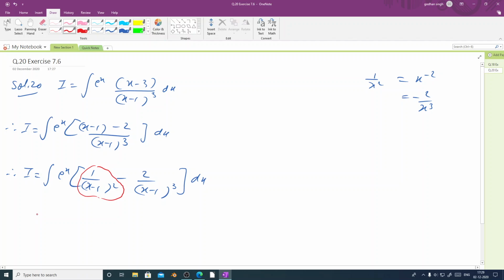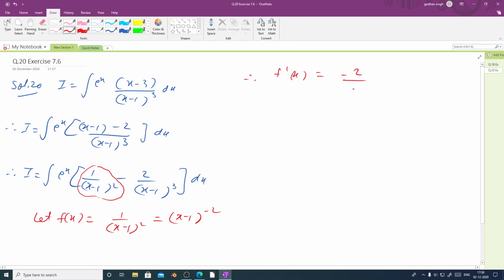So let f(x) equal 1 by (x minus 1) whole square. Now this all was rough work. Therefore f dash x equals, as we have discussed in the rough work, this can be written as (x minus 1) whole raised to minus 2. So that is equal to minus 2 over (x minus 1) whole cube.